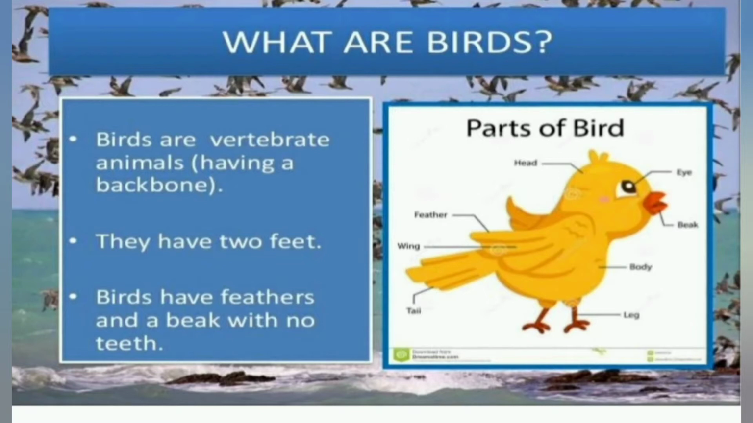These are the parts of a bird. They have a head, eye, beak, body, leg, tail, wings, and feathers.